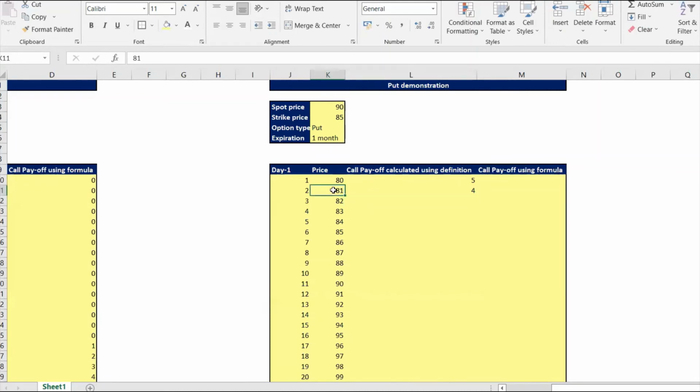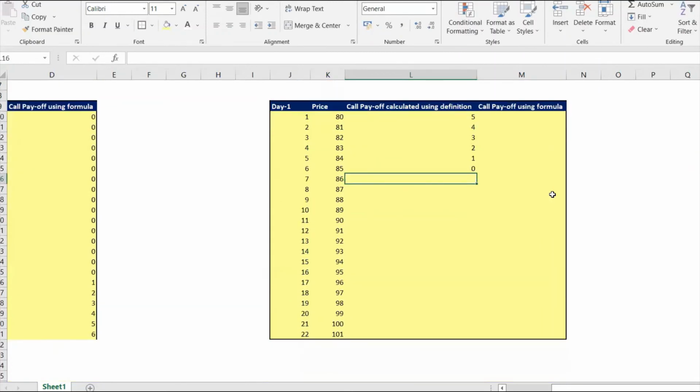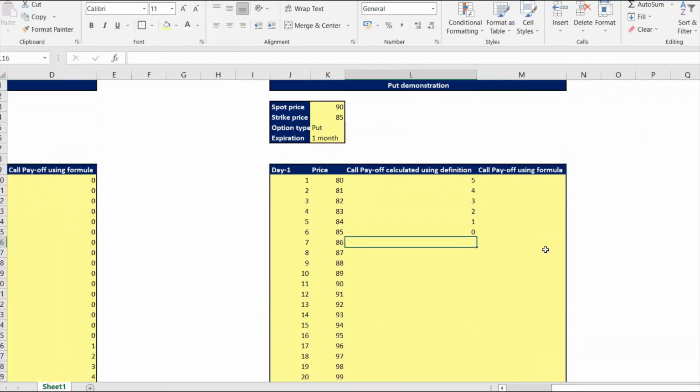Like you can buy at 84, sell at 85. So like this the profit will go down till eventually at 85, there is no profit, no loss. Whereas now, you have the right to sell at 85, whereas in the market you can sell at 86. So you will not exercise this option. Your option will expire. Your option is worthless on the 7th day.